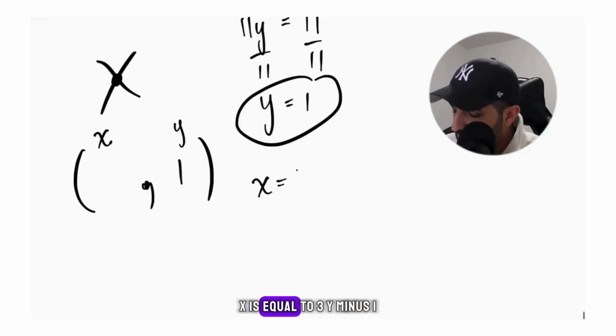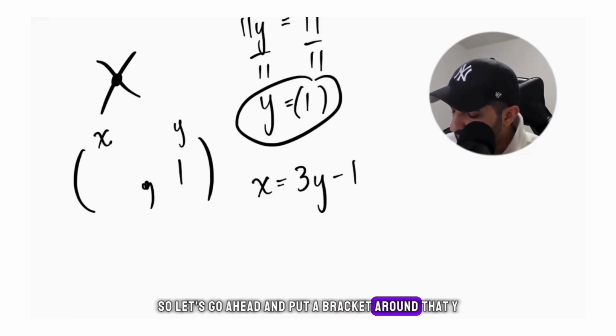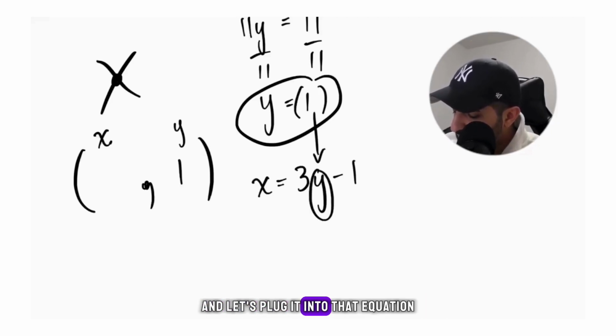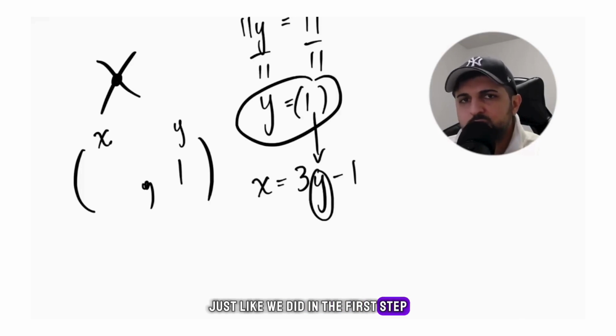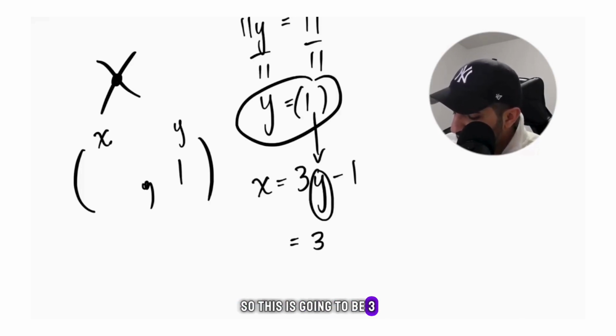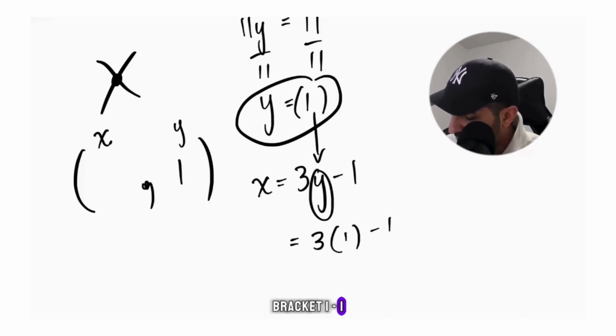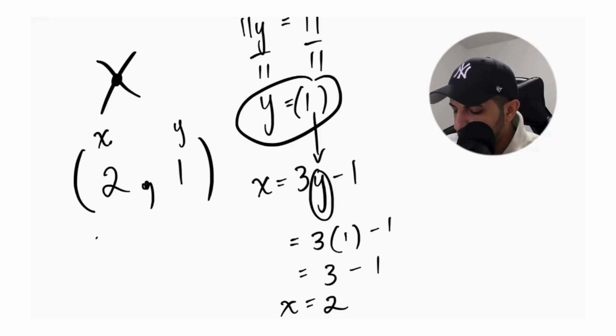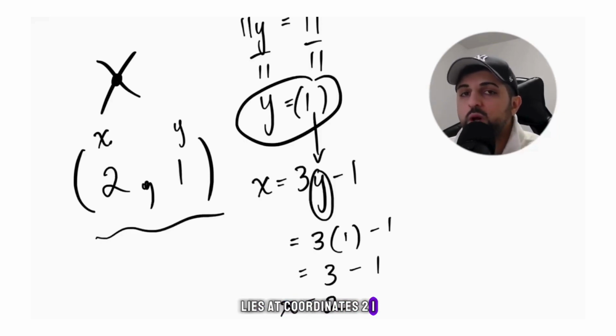X is equal to 3y minus 1. So let's go ahead and put a bracket around that y, and let's plug it into that equation just like we did in the first step. So this is going to be 3 bracket 1 minus 1, which is 3 minus 1, which means x is 2. This means our point of intersection lies at coordinates (2, 1).